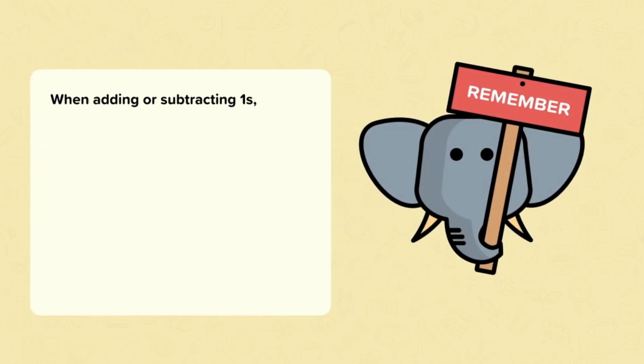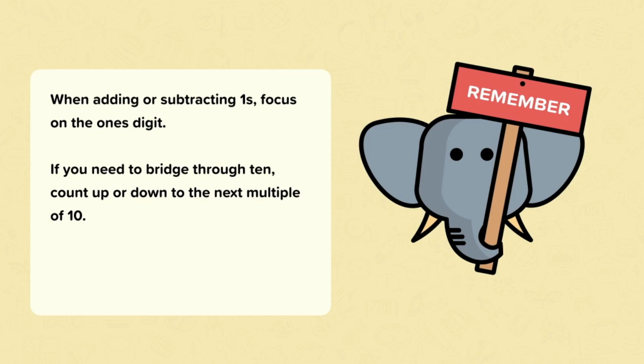So remember, when adding or subtracting ones, focus on the ones digit. If you need to bridge a 10, count up or down to the next multiple of 10, and then add or subtract the remaining amount.